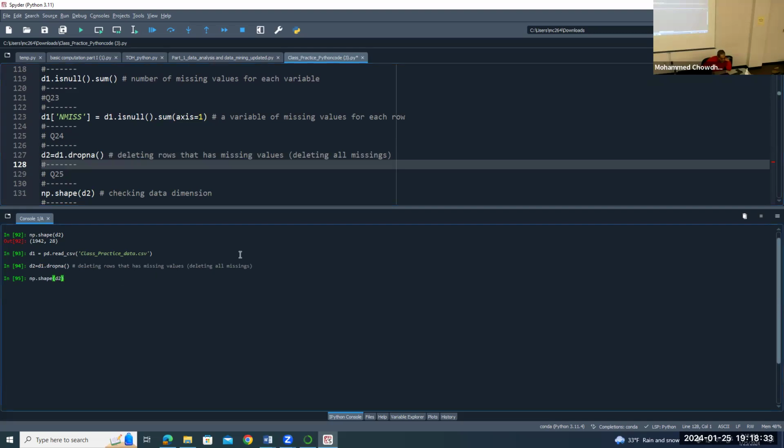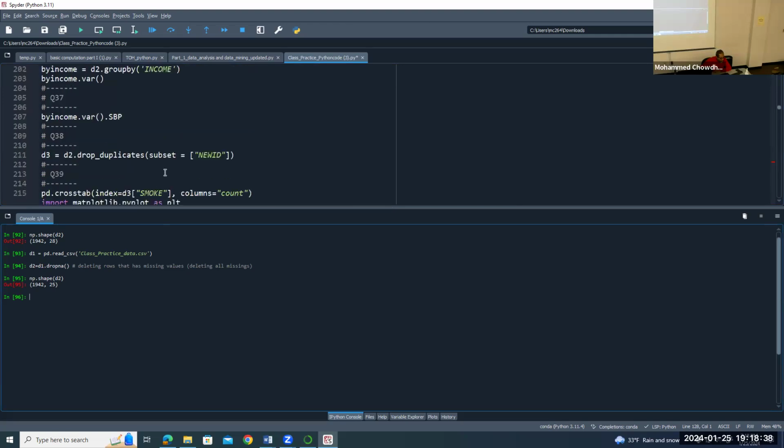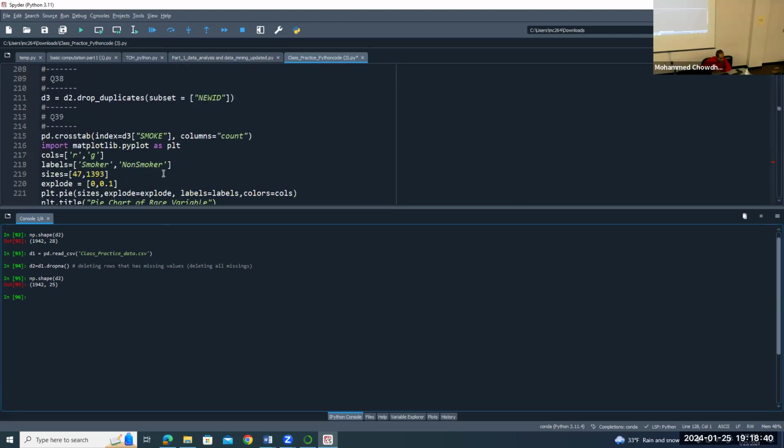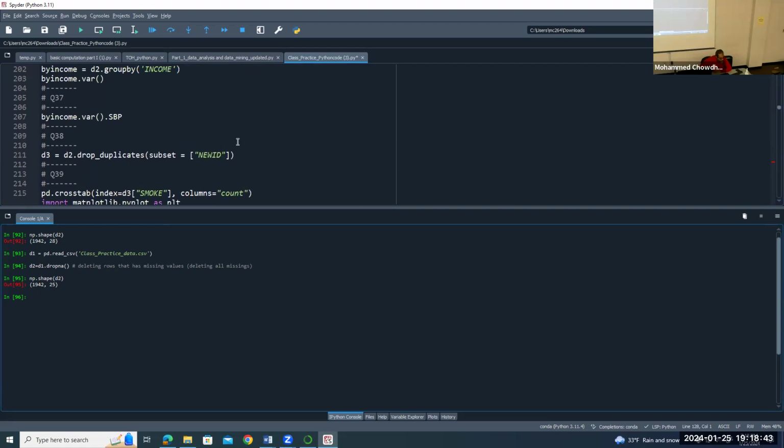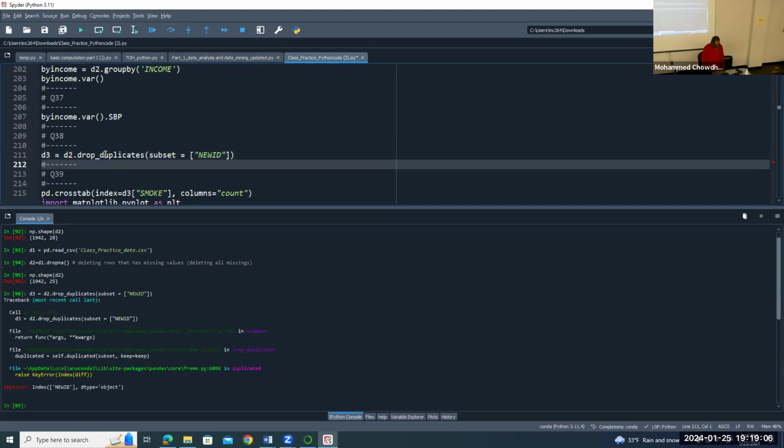Good. Now I want to go to question number 38. Question number 38 is telling you what? In your data D2, if there is any repeated measurement, I just want to delete that. Understand? Question number 38 is asking if there is any repeated measurement, we have to delete these. That could be done just by running this.